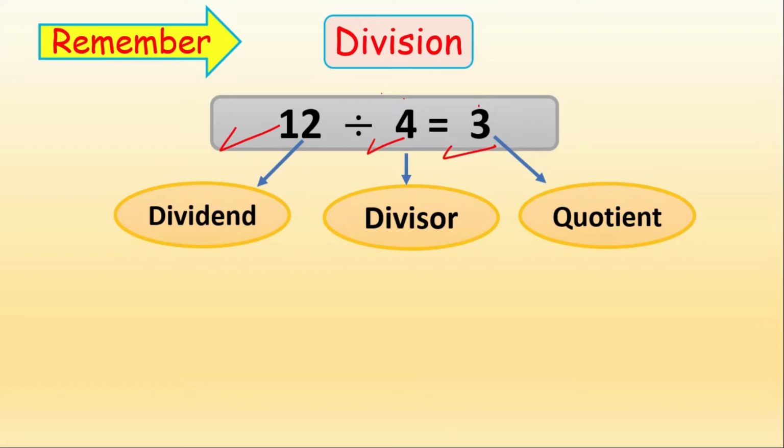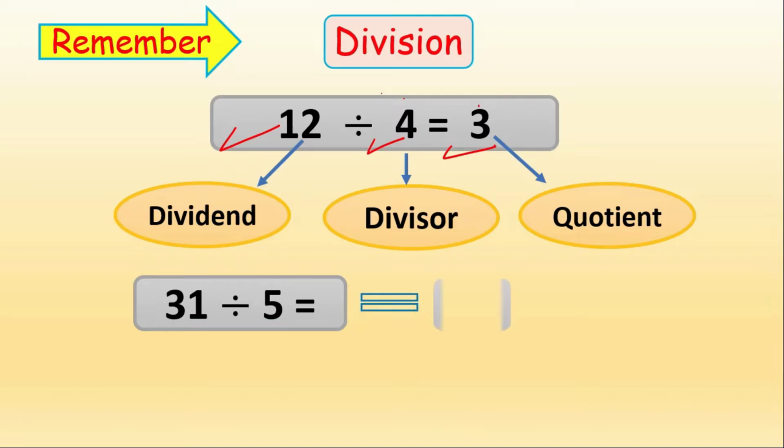Okay? Another example, 31 divided by 5. Can you divide 31 by 5? No, because 31 is not a product in the times table of 5. There is no 5 times something that gets 31. Got it? So the answer will be 6 because 6 times 5 equals 30.